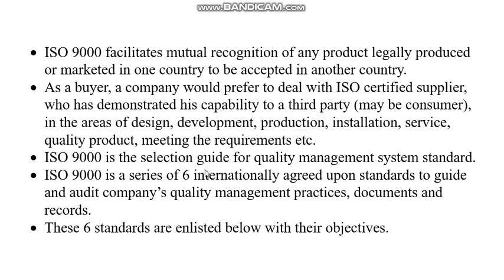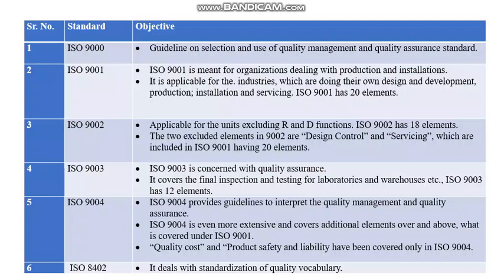Now this ISO 9000 is a selection guide for quality management system standards. Earlier also we said it is a system standard, it is not a product standard. ISO 9000 is a series of 6 internationally agreed upon standards, to guide and audit a company's quality management practices, documents, records, etc. These 6 standards are given in the next table: ISO 9000, ISO 9001, 2, 3, 4, and ISO 8402.